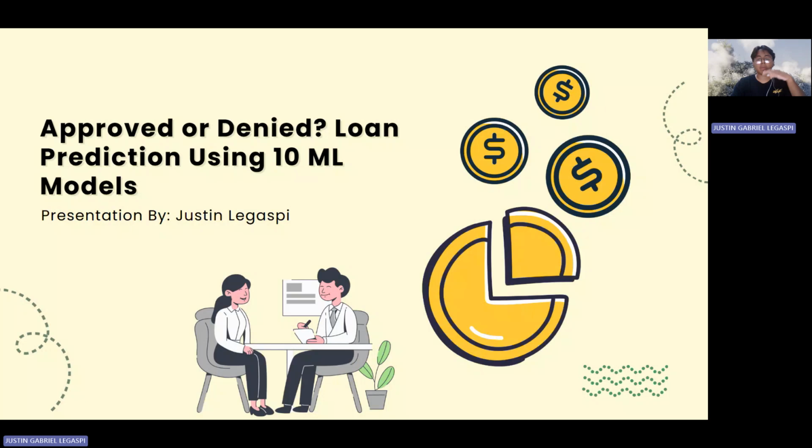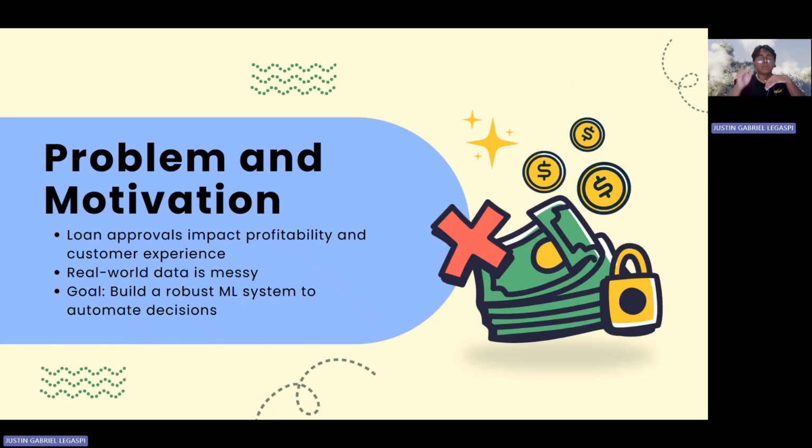Today I'm going to present my work on predicting loan approvals using machine learning. This project takes real-world data, challenges, and compares 10 machine learning models to provide the best solution. Real-world data is messy, so there's a lot of missing values, missing input fields, inconsistent credit scores, typos, you name it. That's why in this project, we introduced 10% missing values to simulate just that, for us to build a machine learning model that handles this chaos while staying accurate and fair.